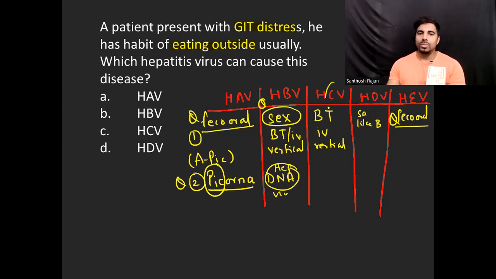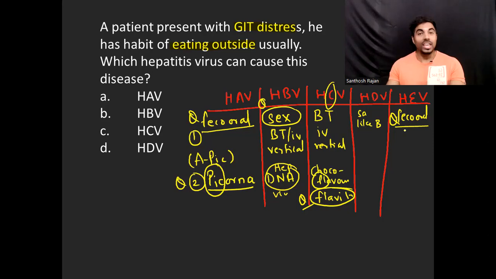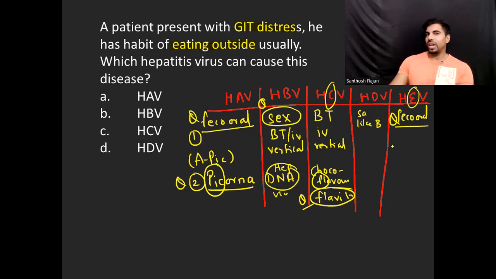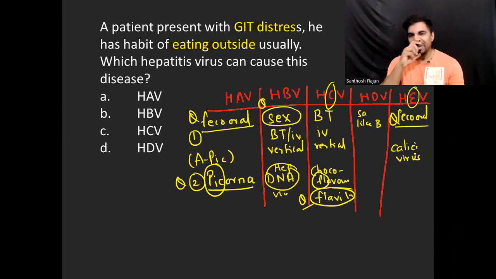C: everybody likes chocolate flavor. Why did I bring chocolate flavor in C? F for flavivirus, flavor. So C is flavivirus. I had this question in my exam, I think in MCI or PG, I don't know. So remember, C is choco flavor, flavi. D is dependent. What about E? E is a calcivirus. Remember: C is flavivirus and E is a calcivirus.